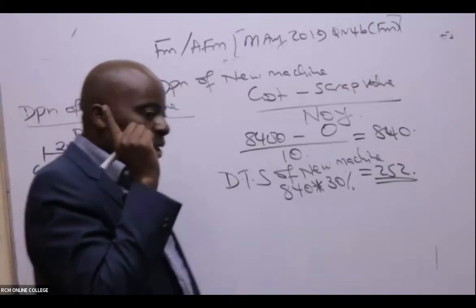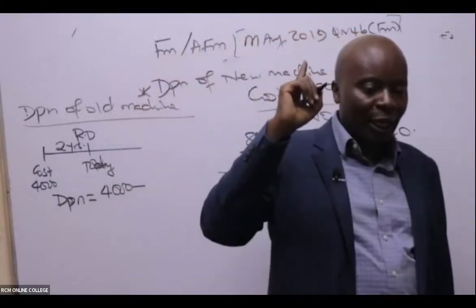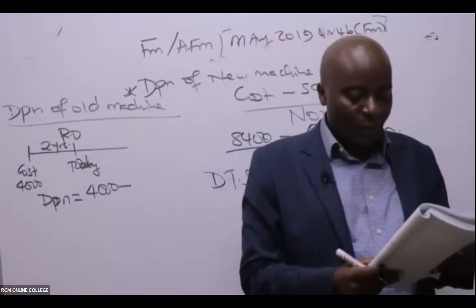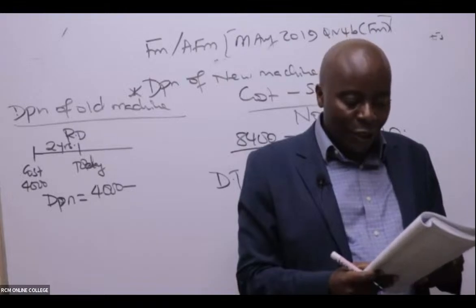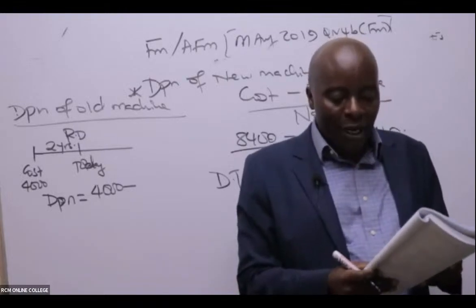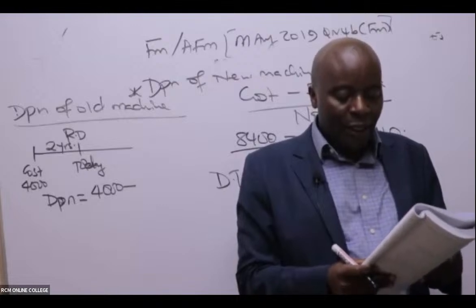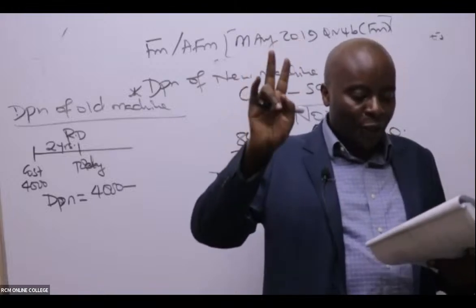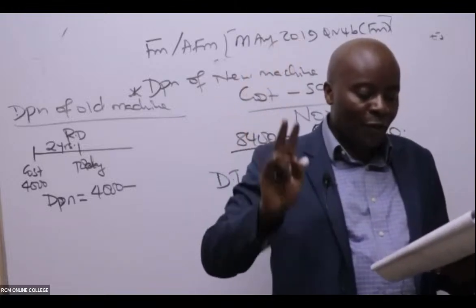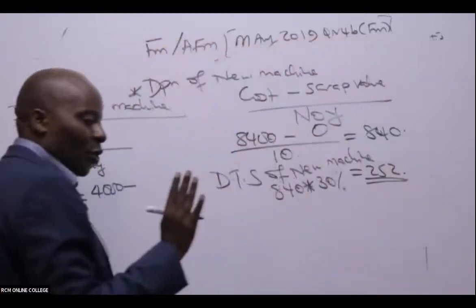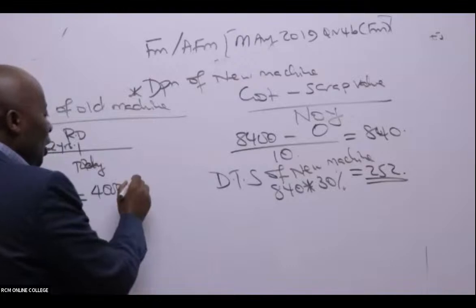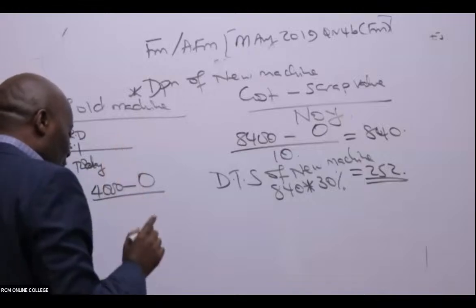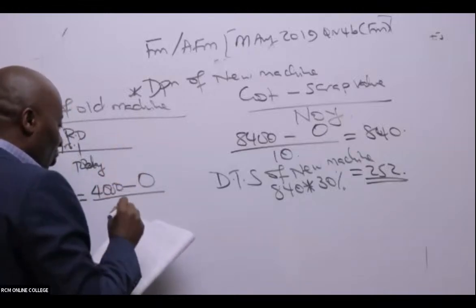Initially, did we have any scrap value for this machine? Initially, Juhudi Industries Limited intends to replace an existing machine with a new one, which is more efficient. The existing machine was acquired 2 years ago at a cost of 4 million. The useful life of the machine was originally 5 years with no salvage value. Initially, no salvage value, divided by the number of years, which the initial period was 5 years.